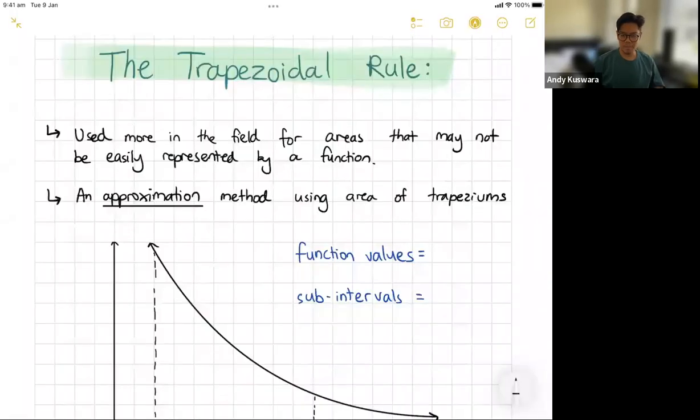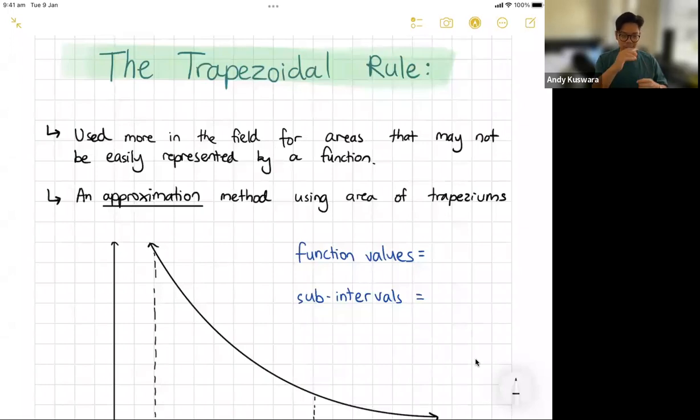Let's go straight into it. Today, we're going to learn about the trapezoidal rule. Basically, this is a way that we can find area under a curve, but it's used more in real life. It's more used in the field for areas that may not be easily represented by a nice function.